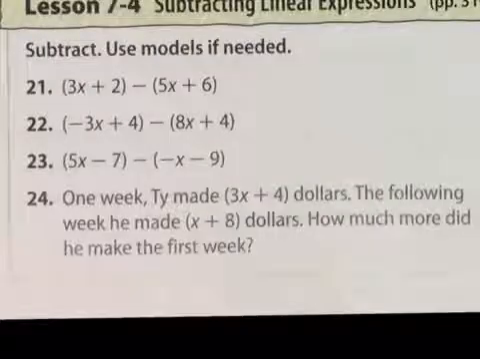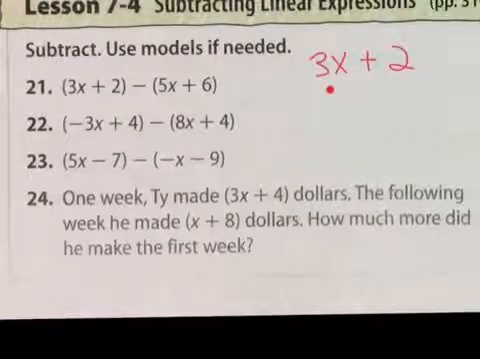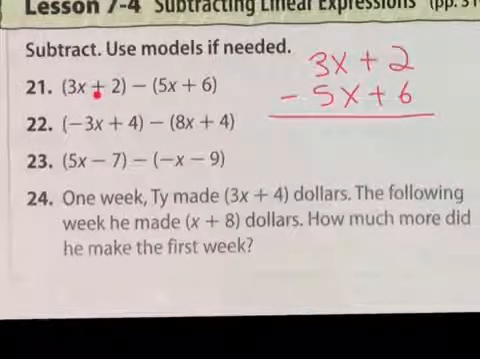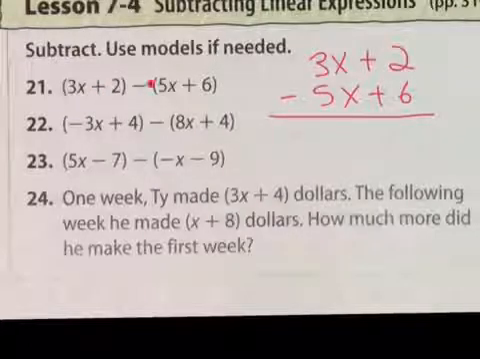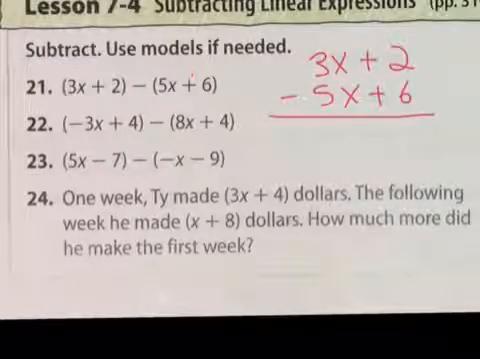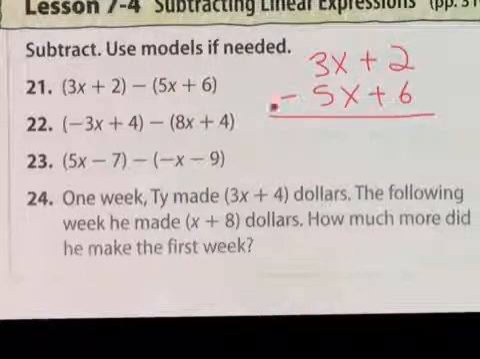Okay? Take a look at number 21. Let's rewrite it over here vertically. So first I write my 3x plus 2. There it is. So let's pay attention to the expressions that we have. We have a positive 3x and a positive 2. Got it? And my operation is subtracting. And I'm going to subtract a positive 5x and a positive 6. Okay, there's no negative being subtracted. Notice that? So the operation is subtraction, as you can see right there.